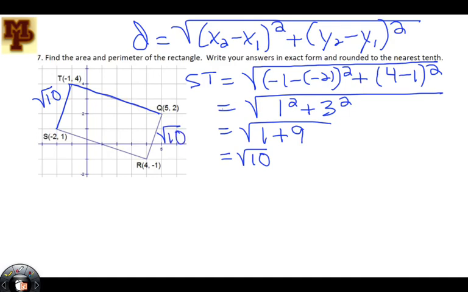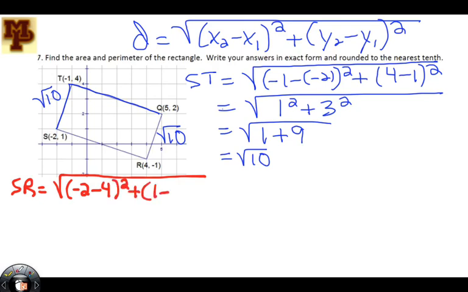And then let's find the other length. Let's find SR. Let's do this bottom one. So SR equals big ol' square root. We're going to subtract the x's. So let's do -2 minus 4 squared plus 1 minus a -1 squared.